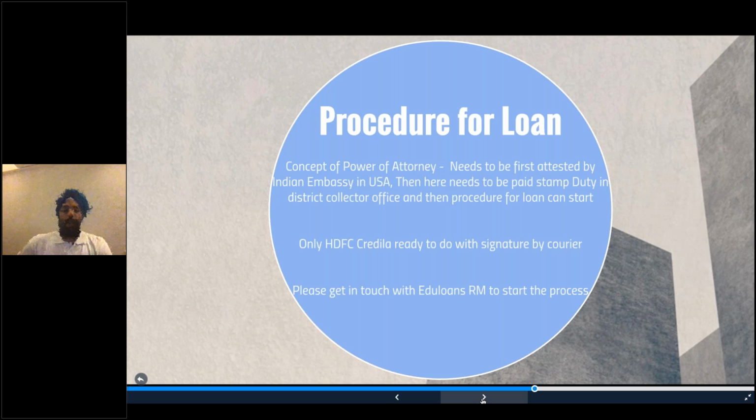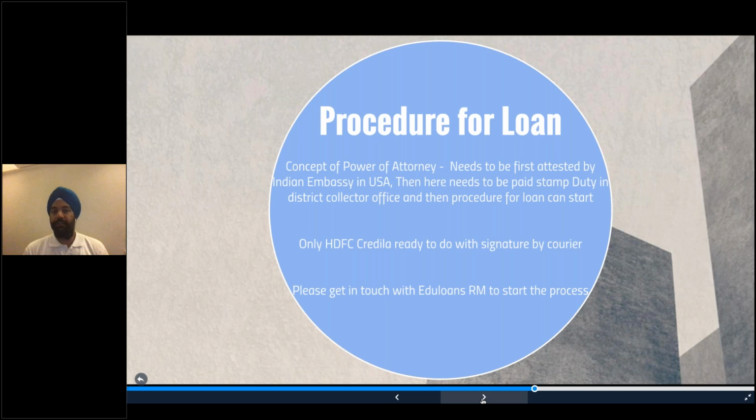Now, all of those people who are looking at new loan applications while being in the US, it starts getting a bit difficult. You have to have a concept of power of attorney. What is a power of attorney? The power of attorney is a document which you provide to, say, your parents in India, wherein they can sign papers on behalf of you. This loan is legally binding, so it's very important.